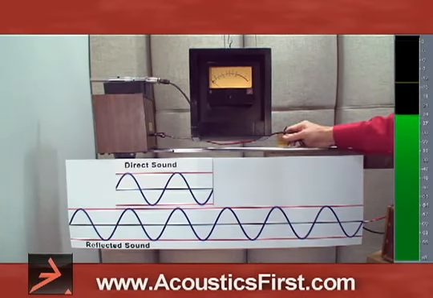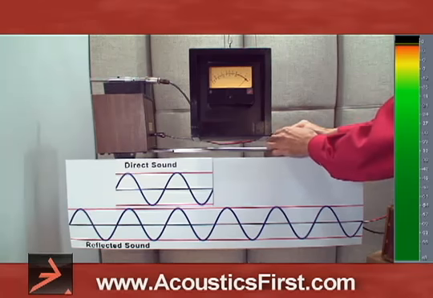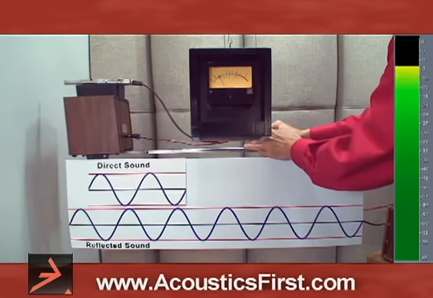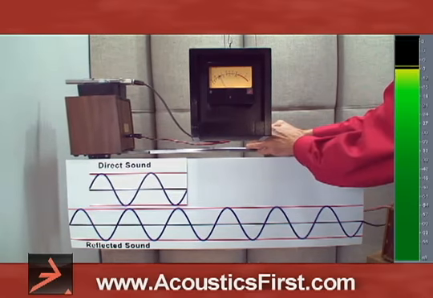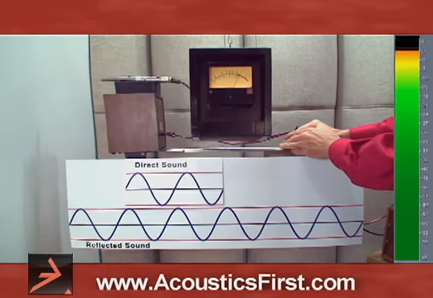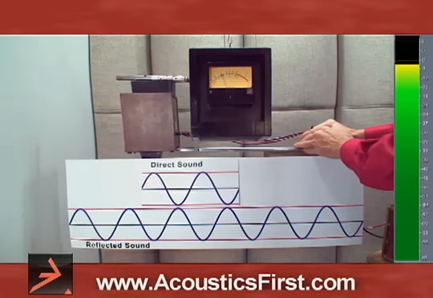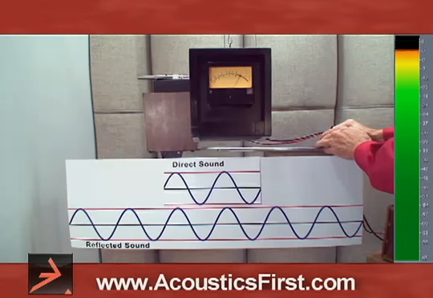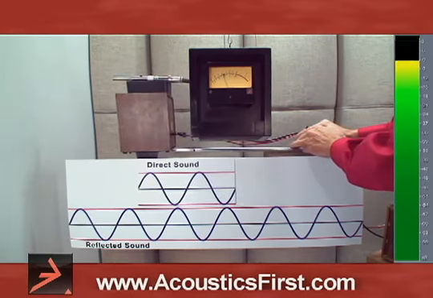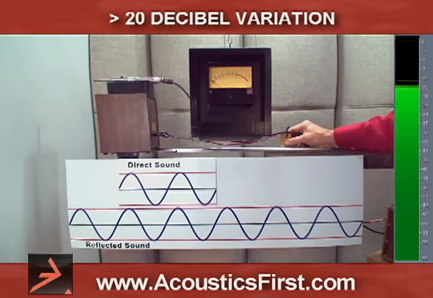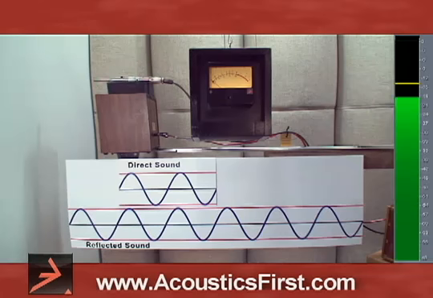I'll start the tone and move the speaker. We've seen a variation in level from +3 to -20, well over a 20 dB swing. Peaks and dips in response can also be found by moving a microphone around a room.